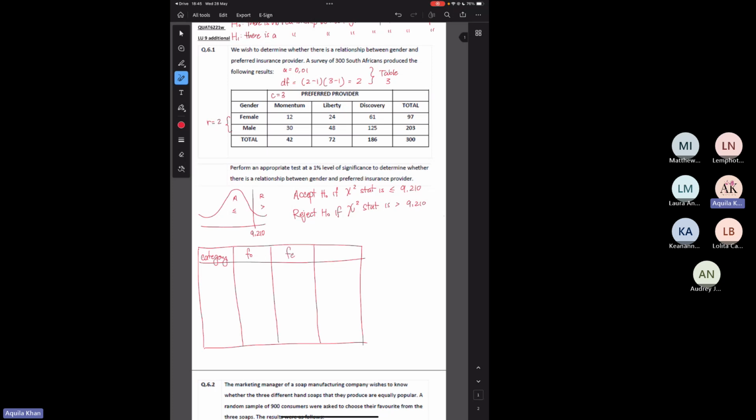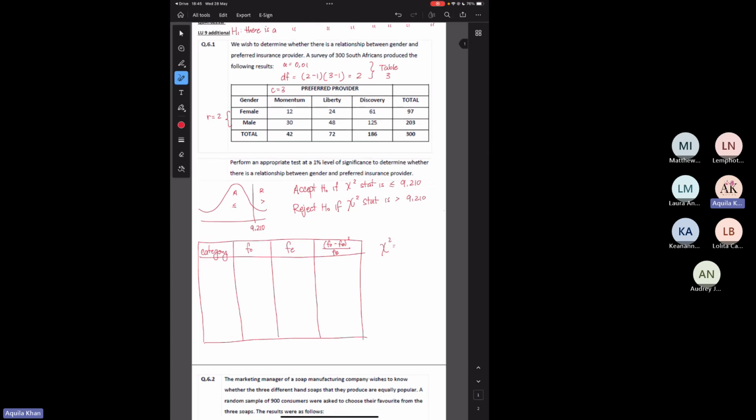So the table is going to need 4 columns. Now, the calculation of the chi-squared statistic has a specific formula, and this is actually done in the table. Let me write down the formula and I will explain to you how it's done in the table.